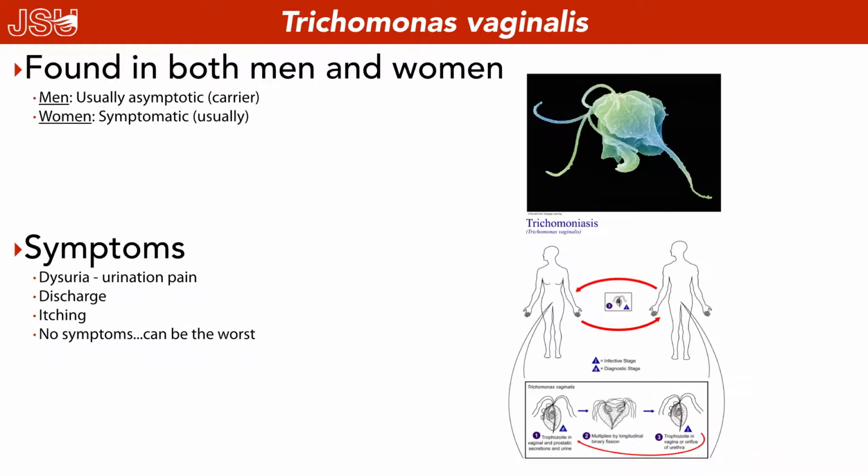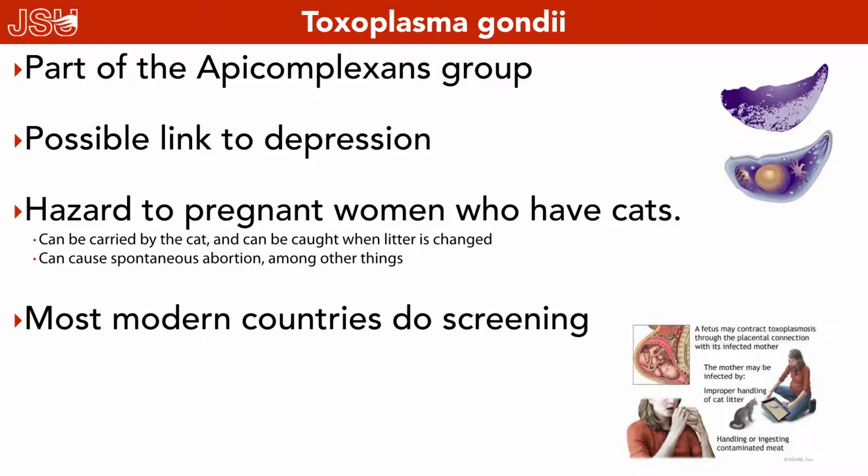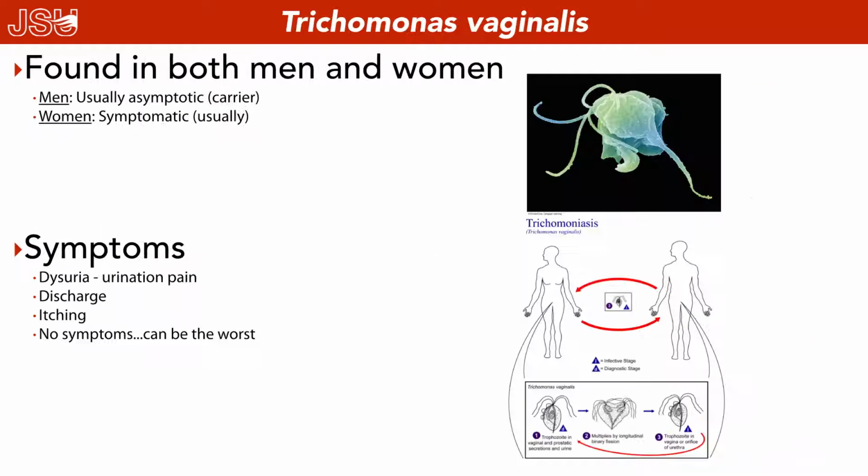Okay. Trichomonas vaginalis. Who's going to be a carrier who does not show symptoms but can transmit it to other people? Males. Who usually has the symptoms, like pain during urination? Females. Okay. Now, this can be a problem. Those symptoms can be the worst because there can be some long-term effects, sterility being one of them. So there can be a problem with this in men, too. Just because men are not showing symptoms, it's not a good thing, because there can be long-term downsides to this. All right.